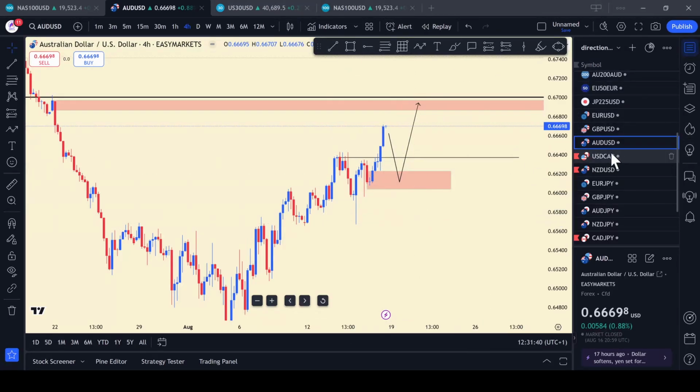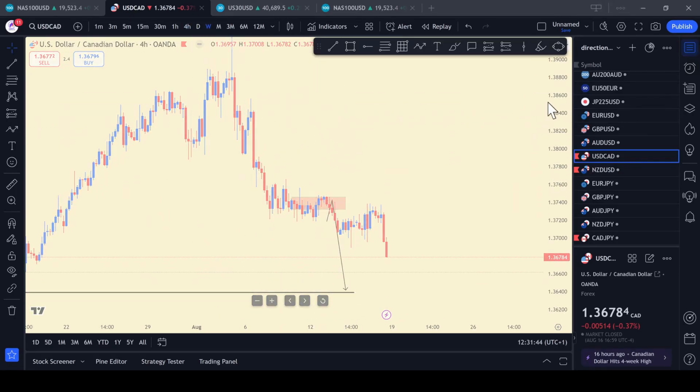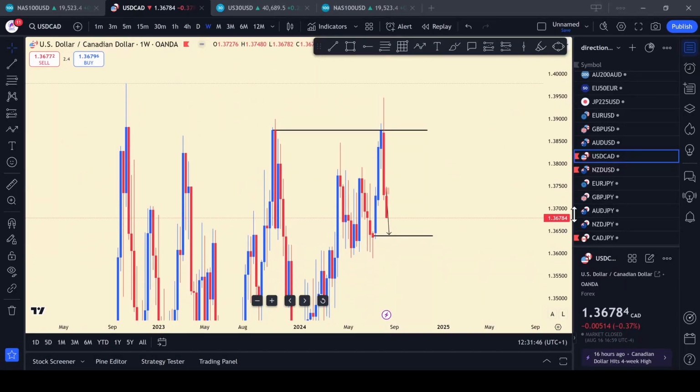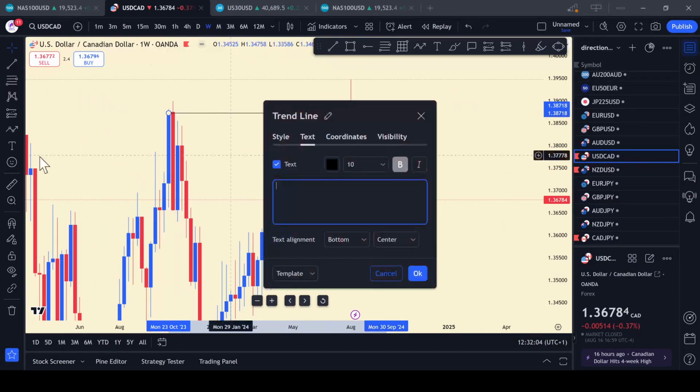And then let's look at USD CAD. I think dollar is, we have bullish, so dollar should be weak. We have a weakness in the US dollars so far. So on that note, on the weekly, we have market reacting from here.